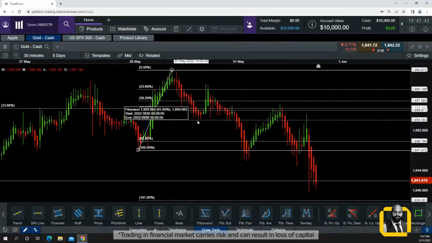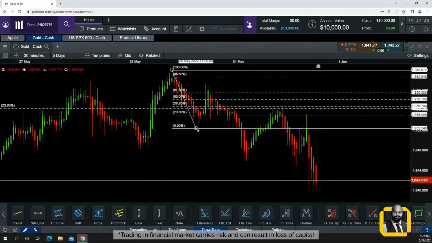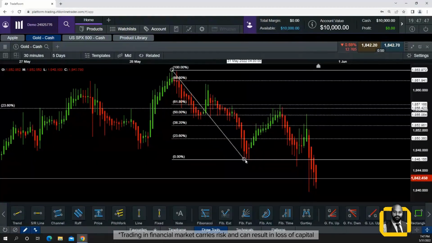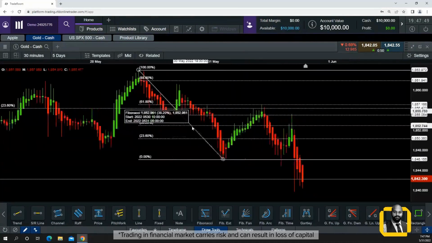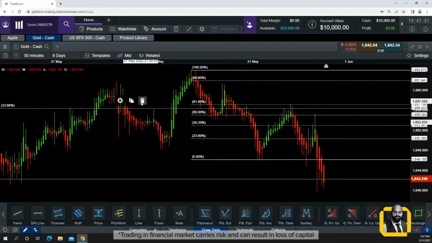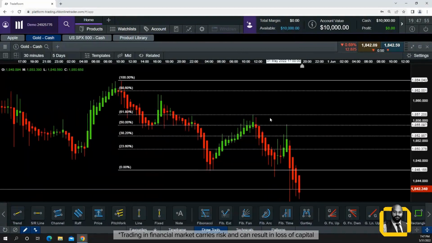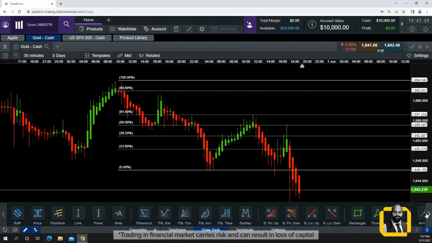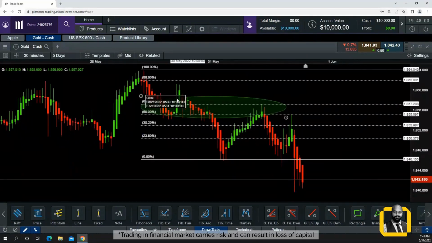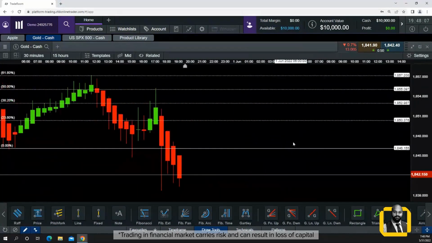You see this level over here, 61.8. Then you can measure top to bottom as well. So I'm just measuring this top to bottom. You see the market bounce back up. Again, it took resistance at 61.8 over here. Now the last move that has happened is pretty much this top to bottom.